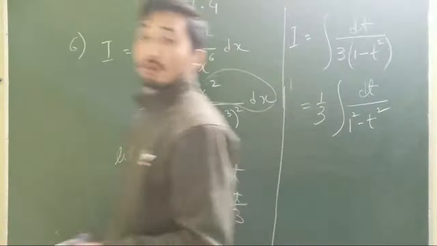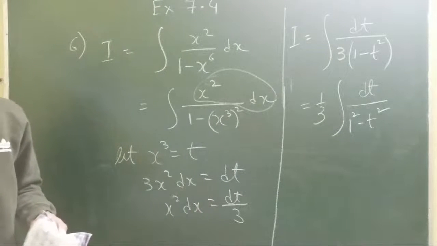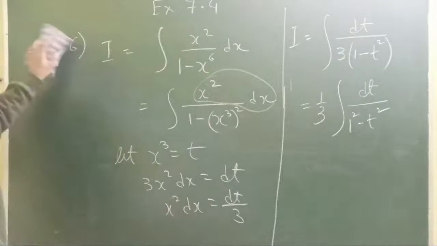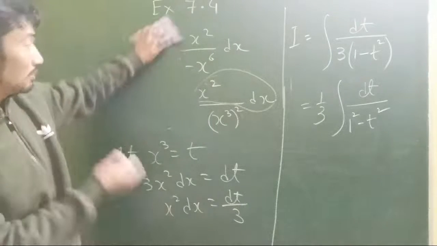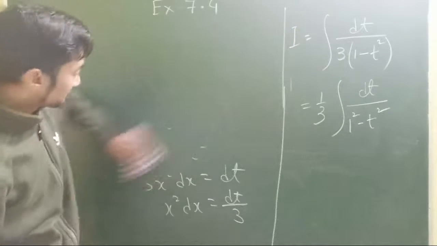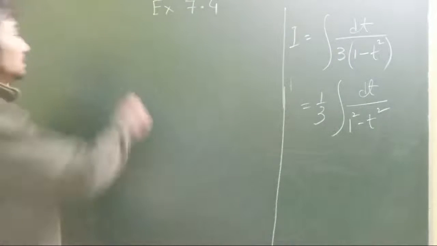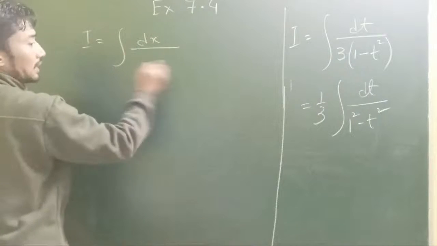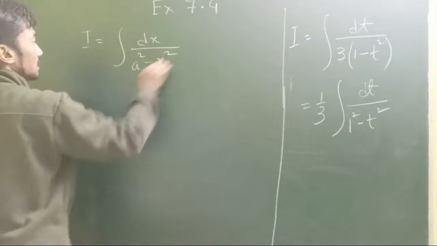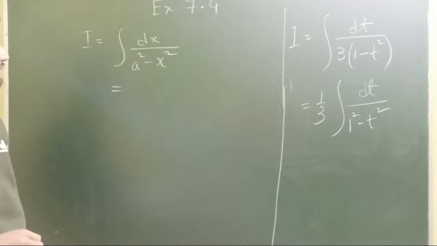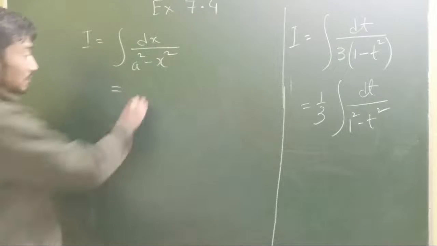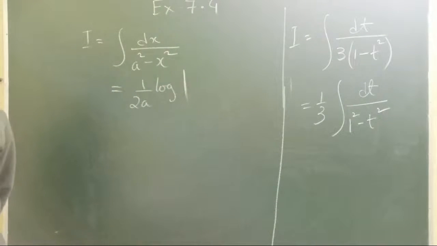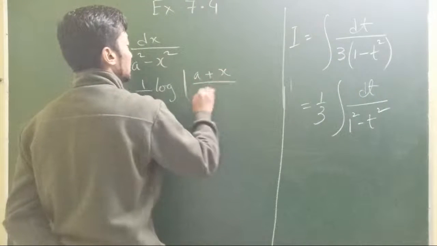So check out the formula for a square minus x square. I think we haven't used this formula yet, so now we will use the second formula. What was that? We have one more special integral: dx by a square minus x square. What was the theorem for that? It was 1 by twice a, log of a plus x by a minus x.